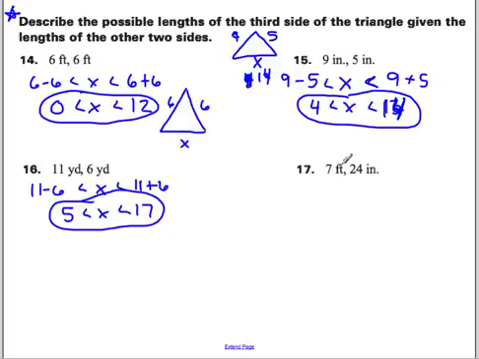This is kind of weird. Notice that our units here are feet and inches. I'm just going to cross this out. I'm going to make this 2 feet. We could convert everything to inches. The important thing is that these two must be the same units. Then we'll just go through the same process.